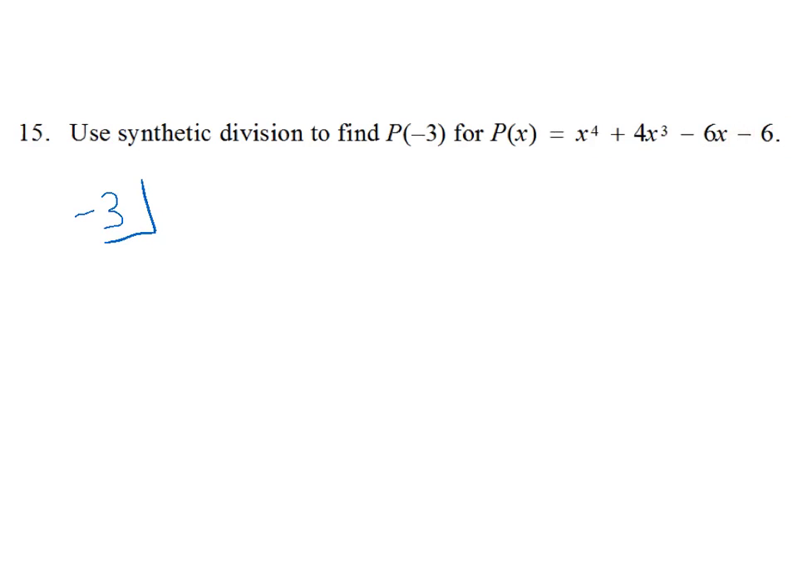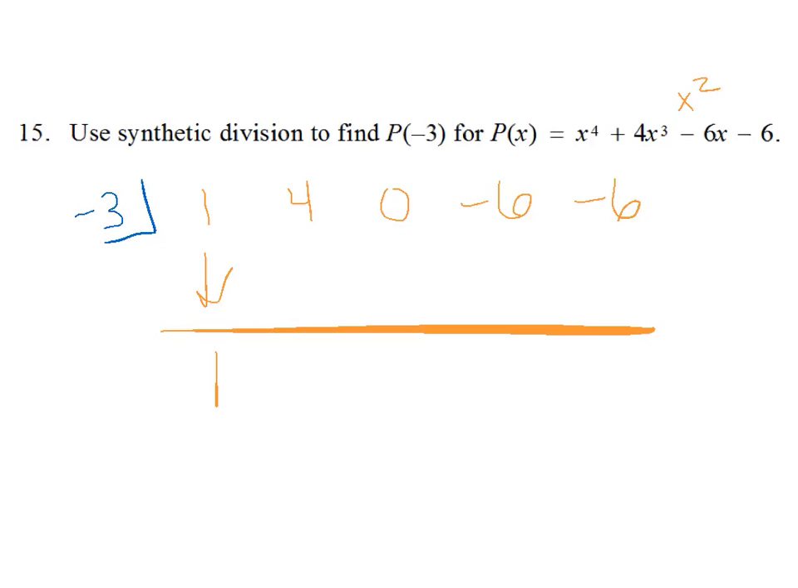Now if you look at this polynomial, I go from x to the 4th to x to the 3rd to x. I totally skipped x squared. So I have to put a 0 in that spot. So my coefficients are going to be 1, 4, 0, negative 6, negative 6.